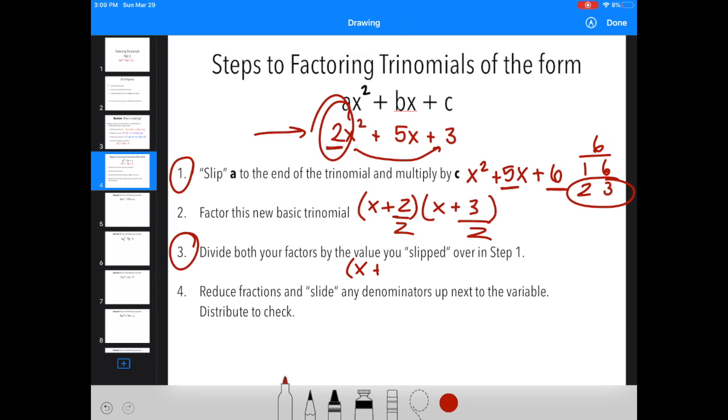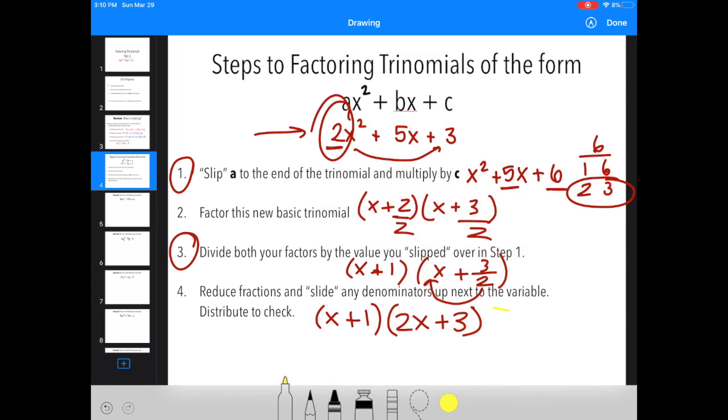I get x plus 1 and I get x plus 3 halves. Well, I do not want to leave that number as 3 halves. So I'm going to remove that 2 and place it in front of my x. So I get x plus 1 times 2x plus 3. That's my final answer.